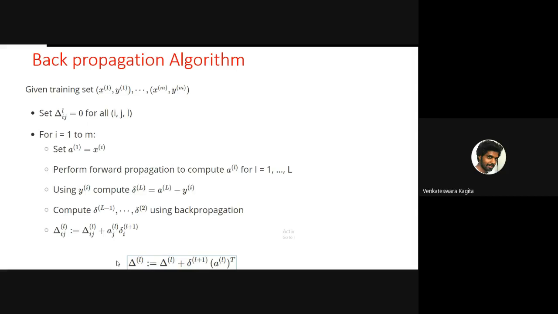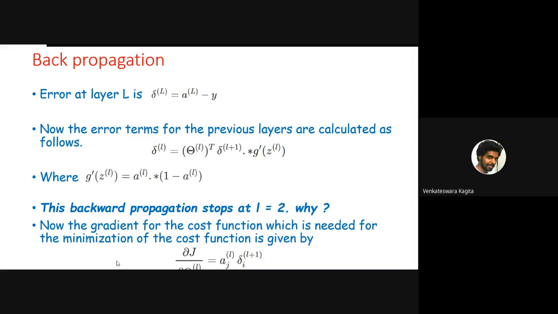And after you go to the last layer, we compute the error at the last layer, delta capital L. Okay. So after computing this delta capital L, we compute the error at the previous layers using the backward propagation. That is delta L minus 1, delta L minus 2, and so on, down to delta 2, using the backpropagation algorithm. You know how to compute this. We have already seen the equations.